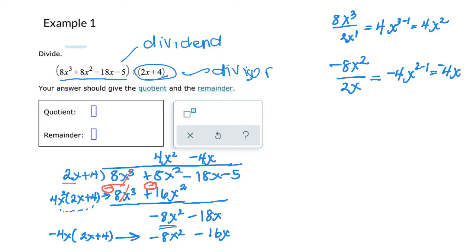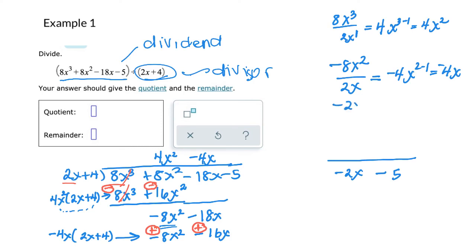Negative 8x squared and negative 8x squared is going to cancel, but I'm going to change the sign and add, so we can even see that more clearly. So those two will cancel. Now I'll have negative 18x and a positive 16x, which will result in a negative 2x. And then I'll bring down the negative 5. So I'll start the division all over again.